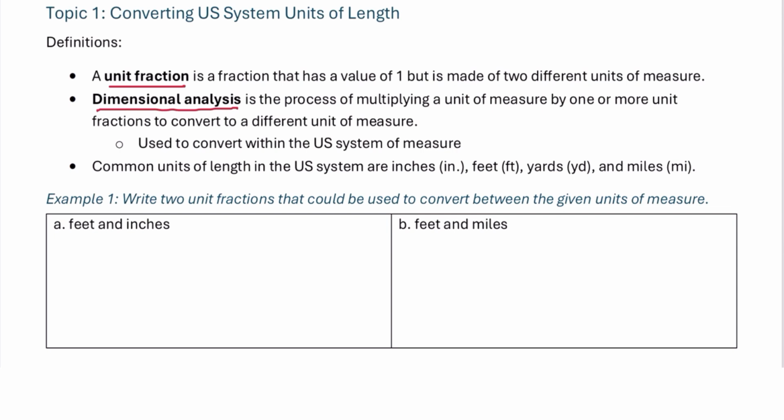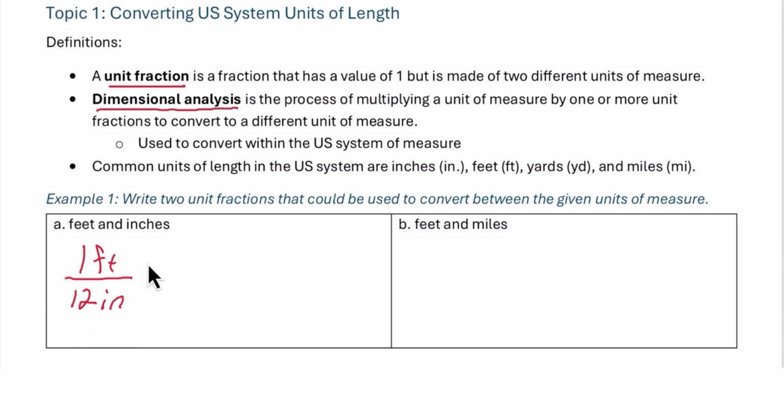Common units of length in the US system are inches, feet, yards, and miles. In example 1, we want to write two unit fractions that could be used to convert between the given units of measure. Up first, we have feet and inches. One of those fractions could be 1 foot divided by 12 inches.